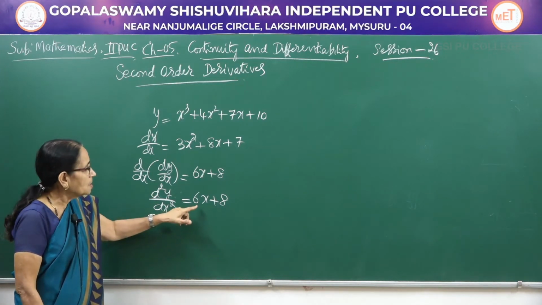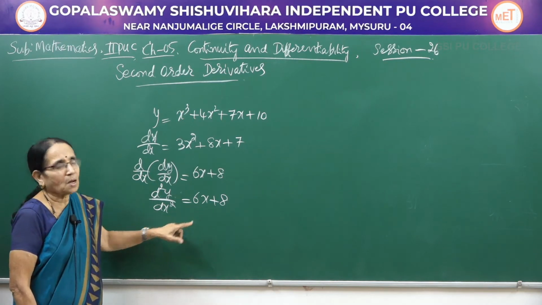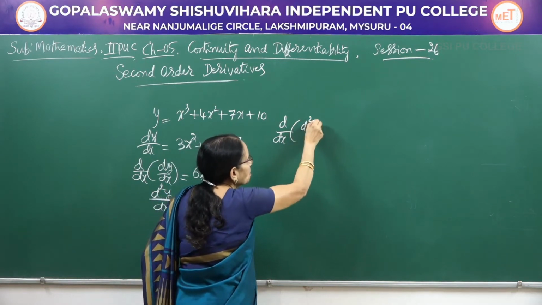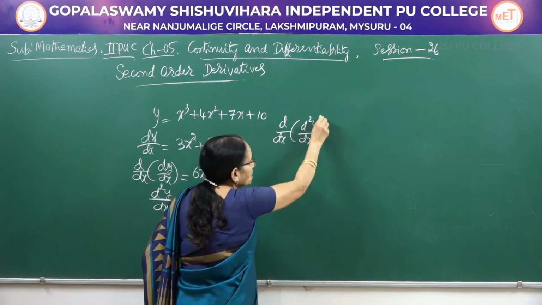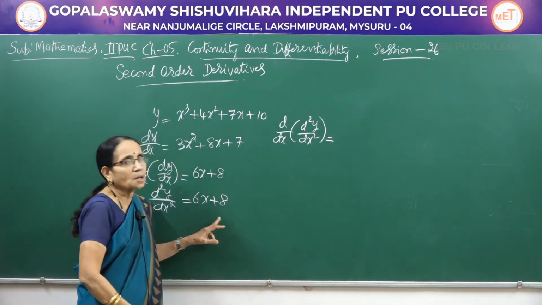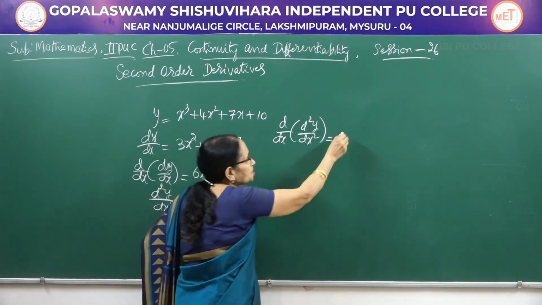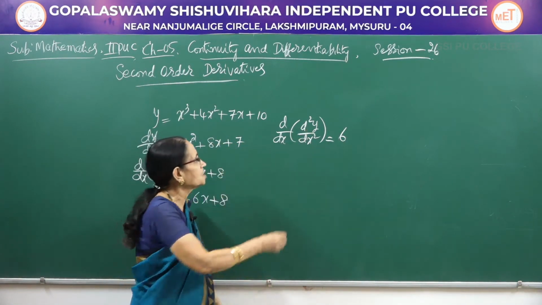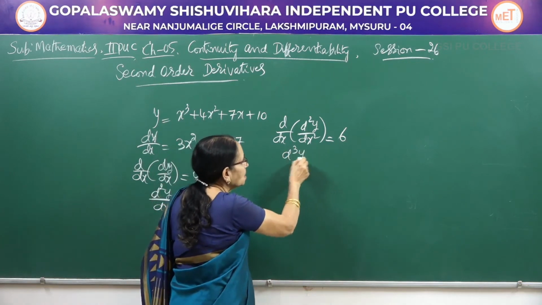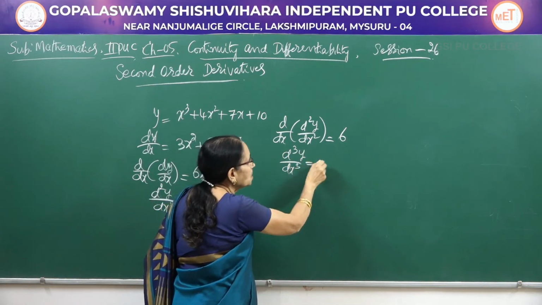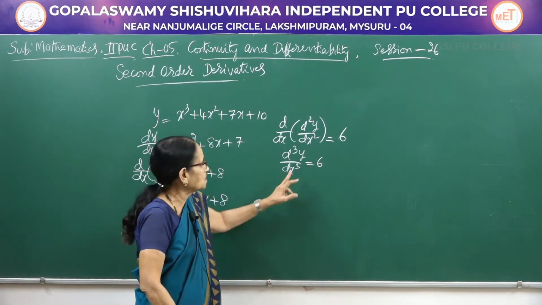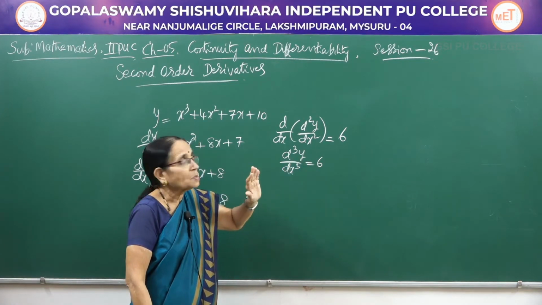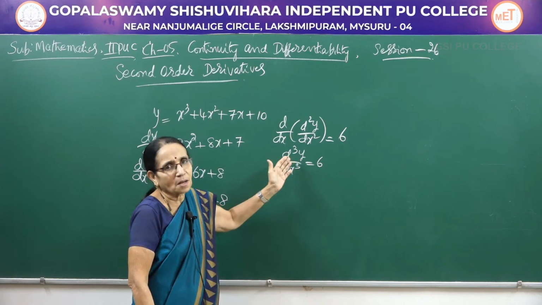Now, observe this function again can be differentiated, that is, d by dx of d square y by dx square. Now, here we have 6x plus 8. If you differentiate, we will be getting only 6, a constant. Now, 2 times already we have differentiated. When you differentiate that again, it becomes d cube y over dx cube, that is equal to 6. That means that the function y has been differentiated how many times? 3 times here. So, this is called the third order derivative.